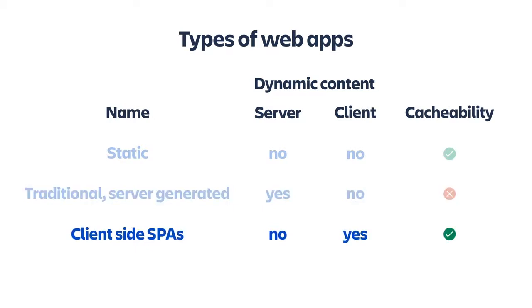Lastly, there's client-side single-page applications. These web apps typically render a cacheable shell quite quickly and then progressively render dynamic content. These are cacheable because a fast initial user experience can be served by the browser cache.